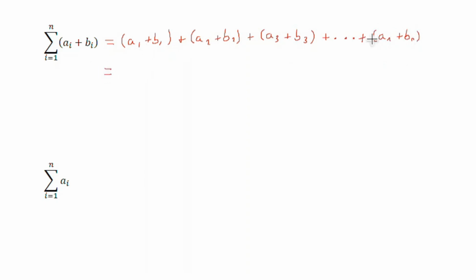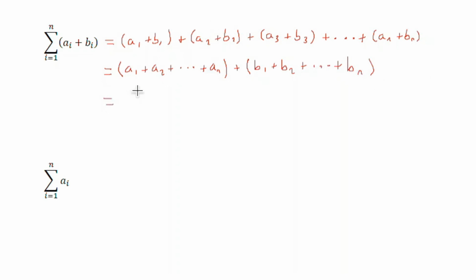But this is a big addition, so we can actually rewrite the order of this as a1 plus a2 plus up to an, and add on to that the same but for the b's, b1 plus b2 plus up to bn. Because addition is commutative, it doesn't matter which order we do the addition, we can move these around and it doesn't change the sum.